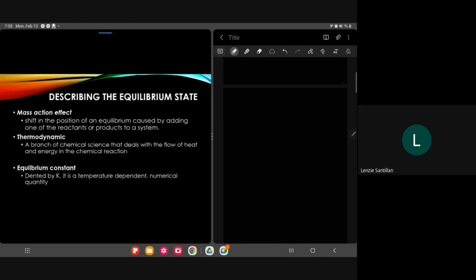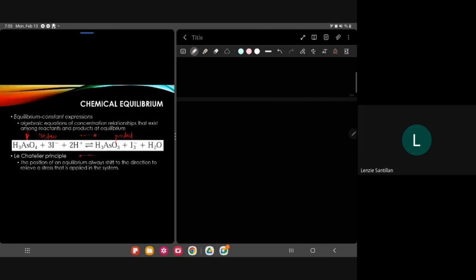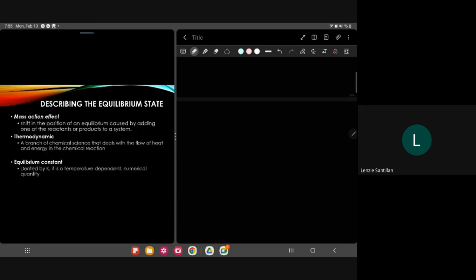So describing the equilibrium state. Meron tayong mass action effect, we have thermodynamic, and we have equilibrium constant. Mass action effect is a shift in position of equilibrium caused by adding one of the reactant or product to a system. So, ang tawag natin doon ay mass action effect. Particularly, kapag nag-i-increase tayo ng mass sa both side or sa one side ng equation na yan, ang tawag natin sa shift or movement ng level ng stress or ng equation doon is our mass action effect.